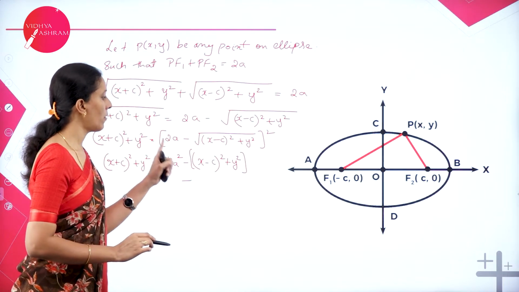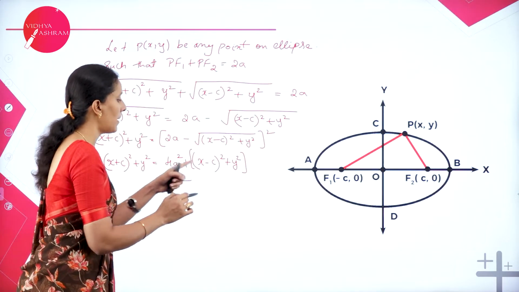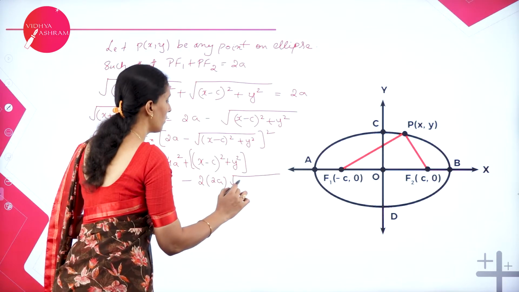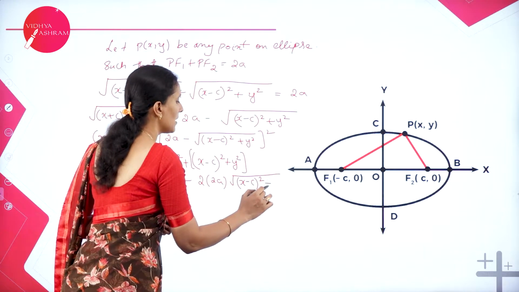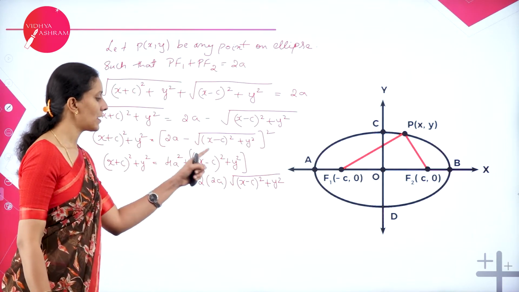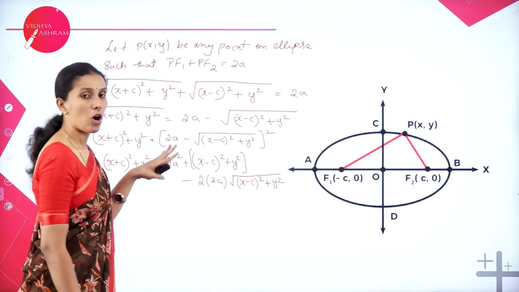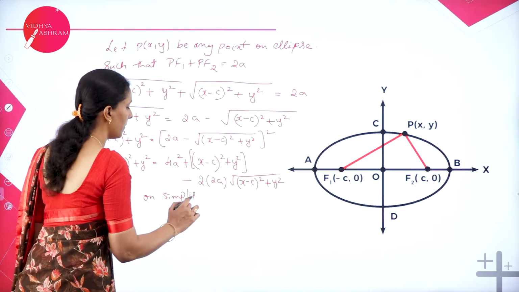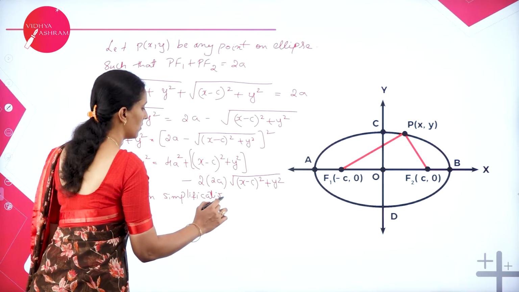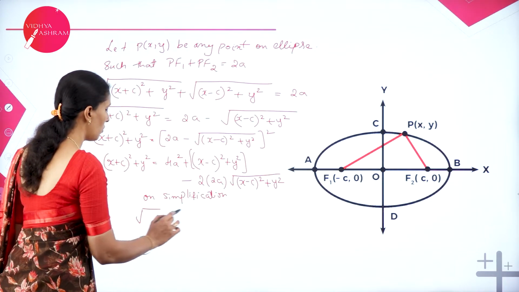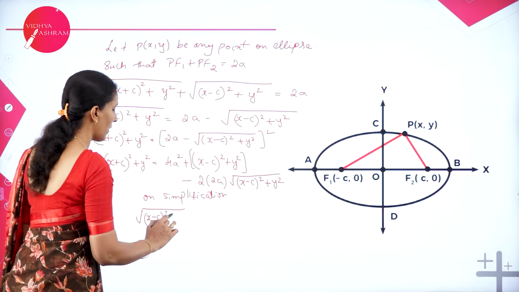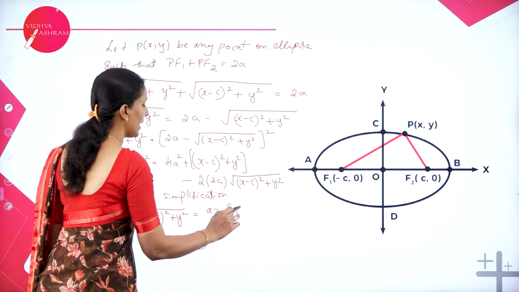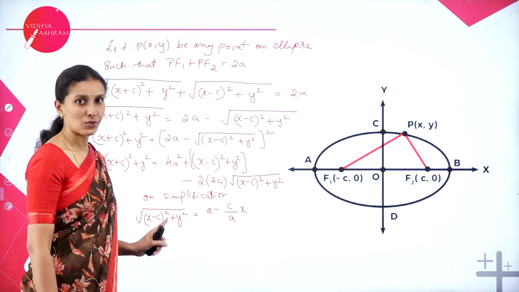minus, because this is in the form of (a minus b) whole square, so this is a square plus b square minus 2 into 2a into root of (x minus c) whole square plus y square, in the form of a square plus b square minus 2ab. So on simplification, we can shift here root of (x minus c) whole square plus y square is equal to a minus (c by a) x. Now again we have a square root here.